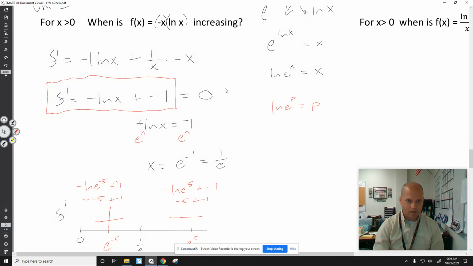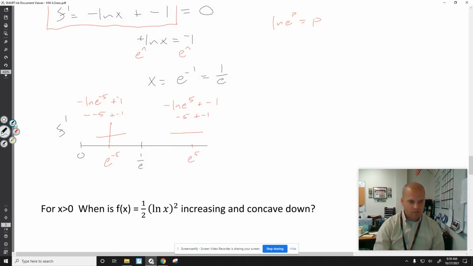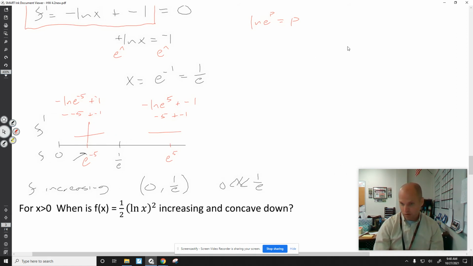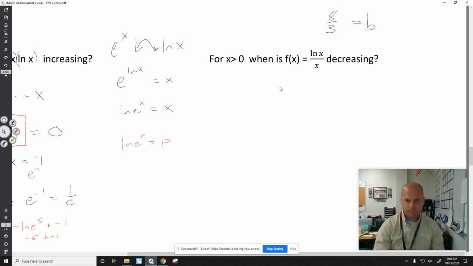So the question is, when is f increasing? F is increasing when f prime is positive. F will be increasing from 0 to 1 over e. Okay? Different, new, but we can do it. Same thing here. When is f decreasing?